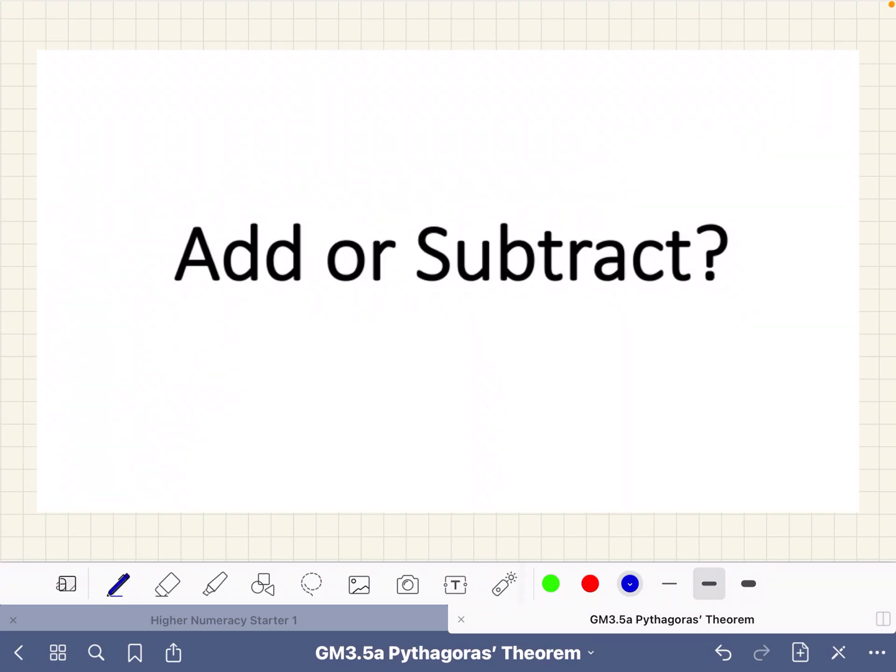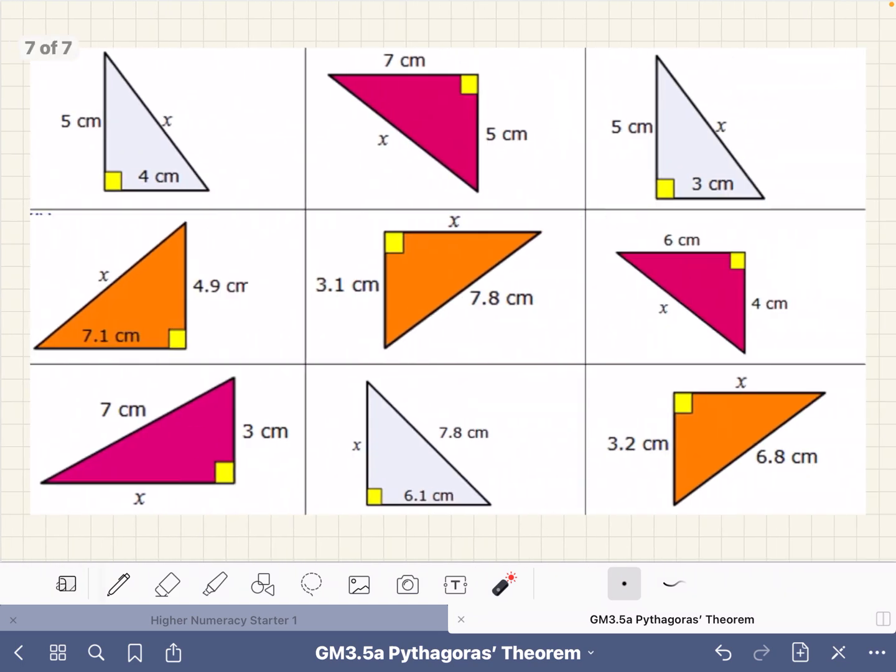In this video, we are going to look specifically at whether we need to add or subtract the squares of our sides before we square root. Because the next exercise you will be looking at doing is going to be a mixed exercise where you need to choose whether you need to add the square of the sides or subtract the square of the sides. Please press pause and try to identify where you will add and where you will subtract the squares of the sides of these right angle triangles.